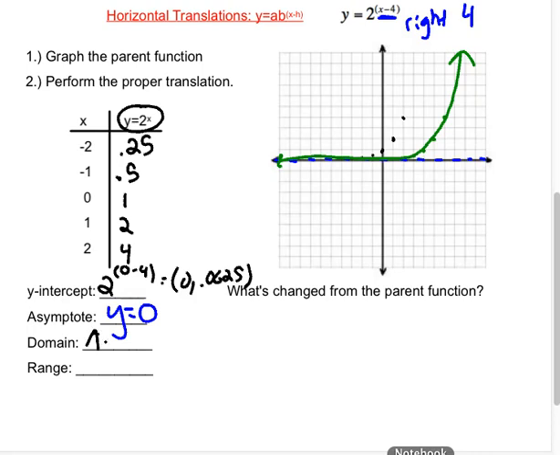Domain. Hopefully you guys remember domain is always all real numbers. And range are y values, and you're always comparing it to the asymptote. The asymptote is still at 0, and my graph is above that 0. So my graph is strictly greater than 0. Remember, strictly greater than because it can't actually be 0. It can't actually be at that asymptote. So what's changed from the parent function? Right now, mainly the y-intercept is the thing that's changing. My asymptote, still not. Domain will never change. So we're seeing some movement in that y-intercept.